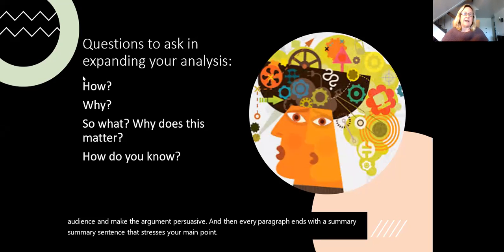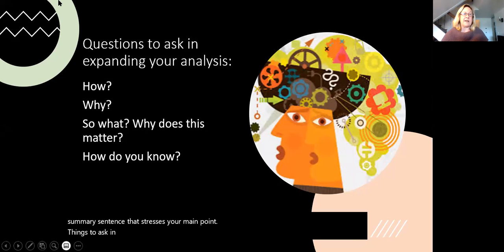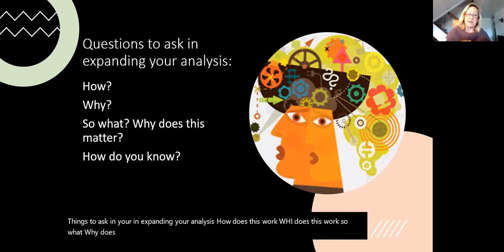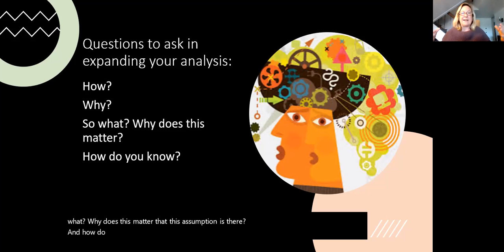Things to ask in expanding your analysis. How does this work? Why does this work? So what? Why does this matter that this assumption is there? And how do you know? It's got to be based in the text.